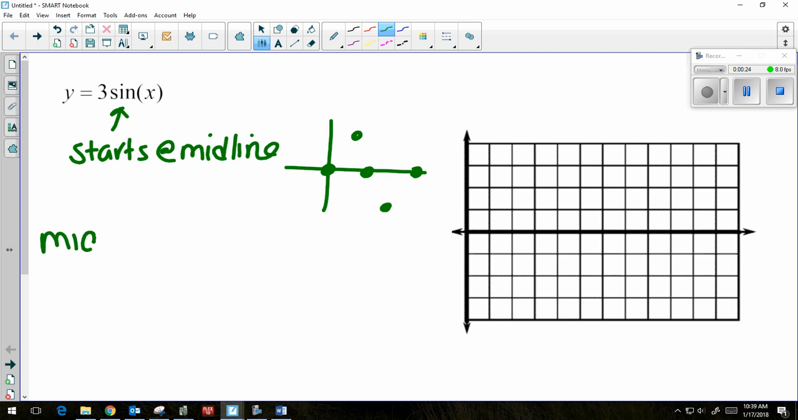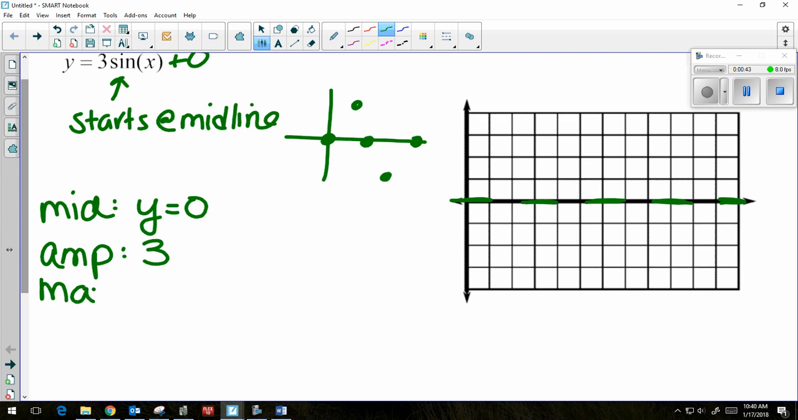So the midline is what's at the end. There's nothing at the end, so there's really a plus 0. So it's the equation y equals 0. So I'm going to dash that in right now so I don't forget. Your amplitude is the number that's in front, so my amplitude is 3.